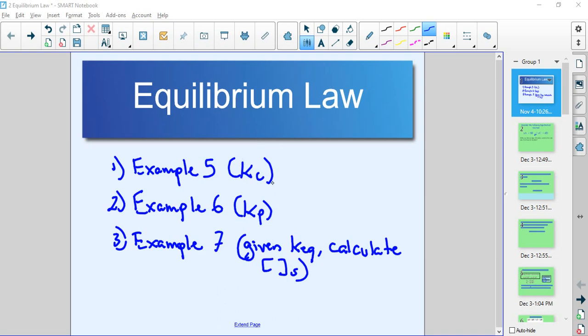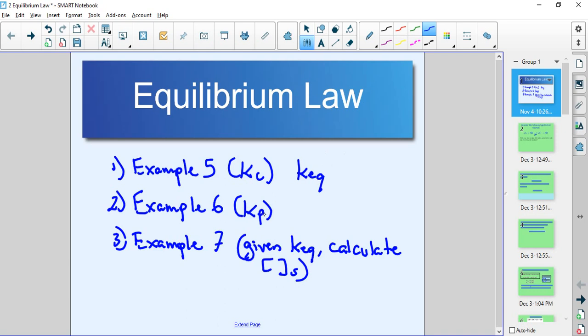So KC is what's being asked of us in example 5. KC is just the same as saying KEQ, except that C specifically means the K value for the certain concentration of given products and reactants. So we'll get to that first.